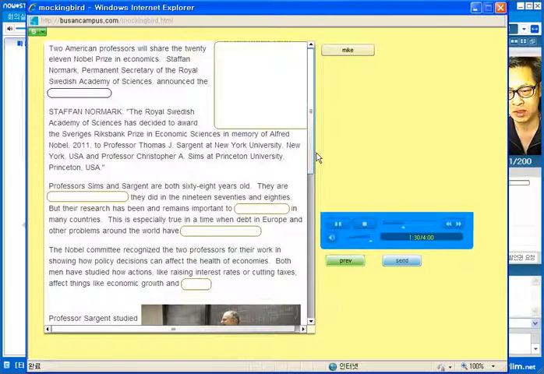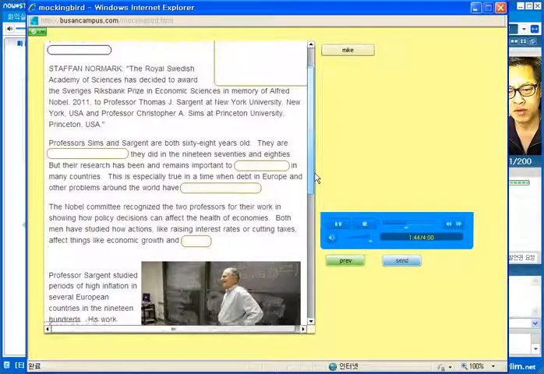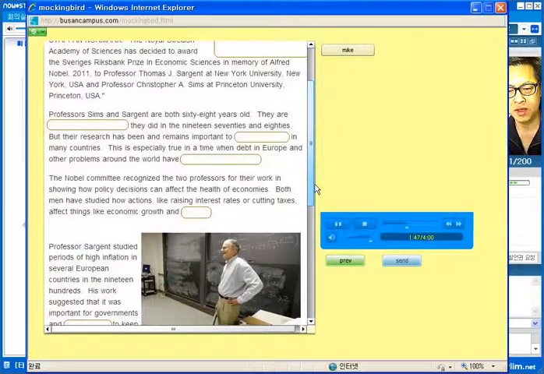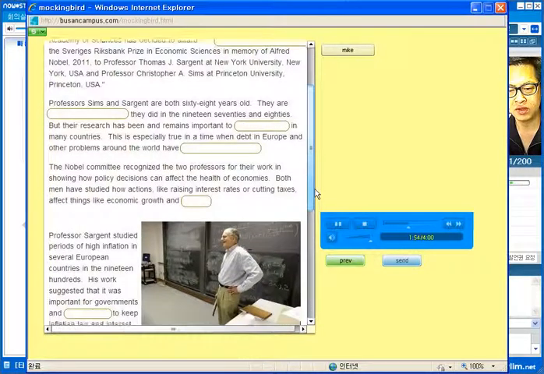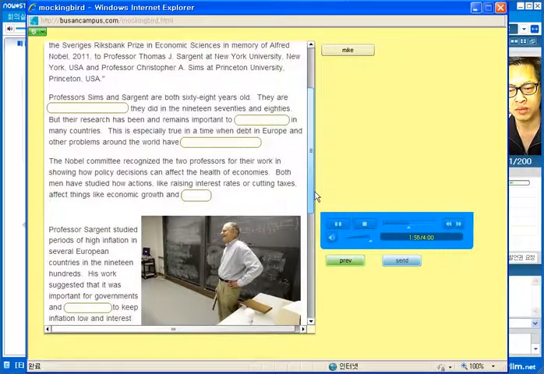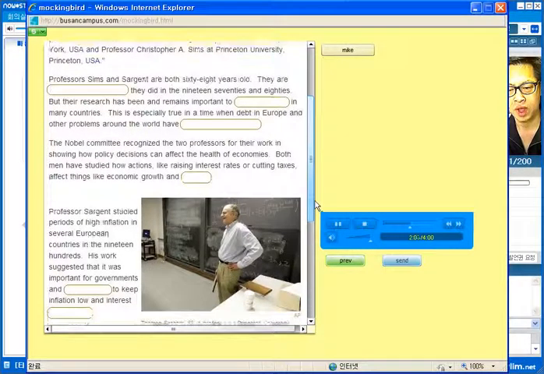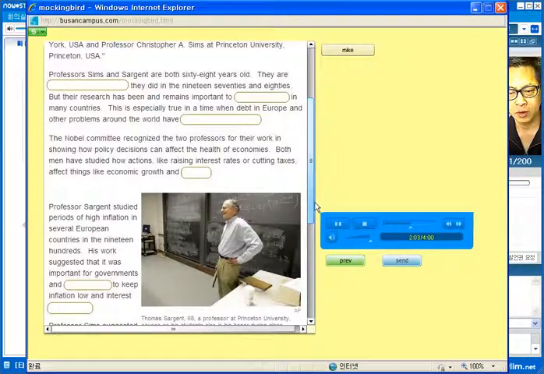of economies. Both men have studied how actions like raising interest rates or cutting taxes affect things like economic growth and inflation. Professor Sargent studied periods of high inflation in several European countries in the 1900s. His work suggested that it was important for governments and central banks to keep inflation low and interest rates stable.